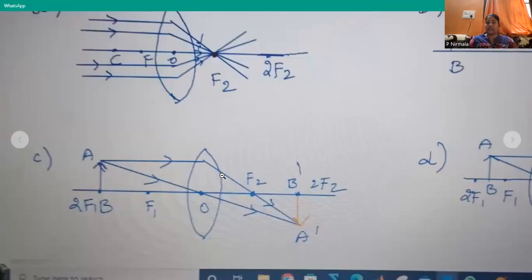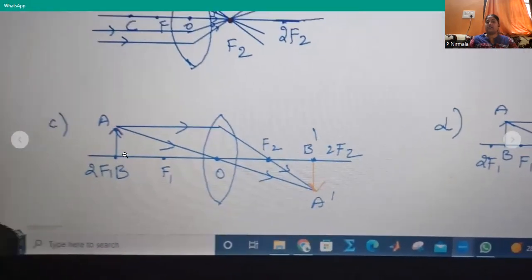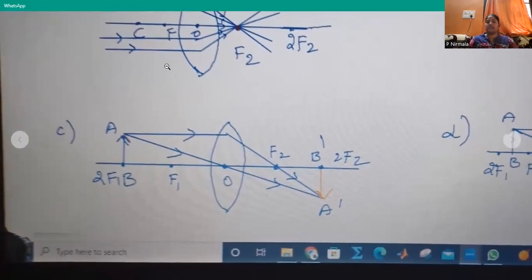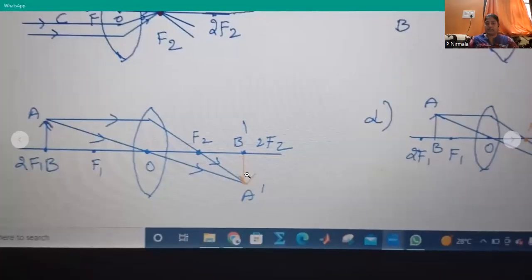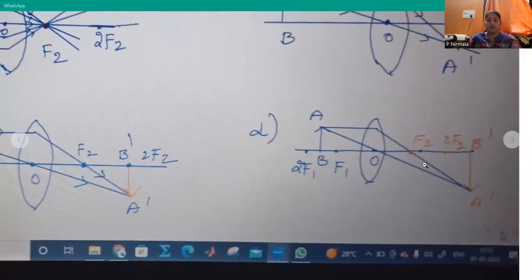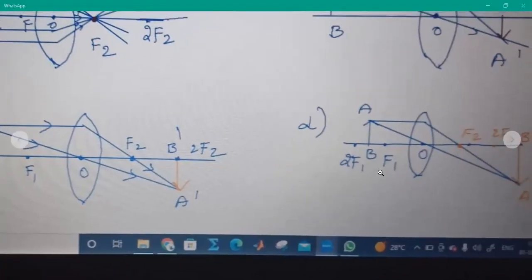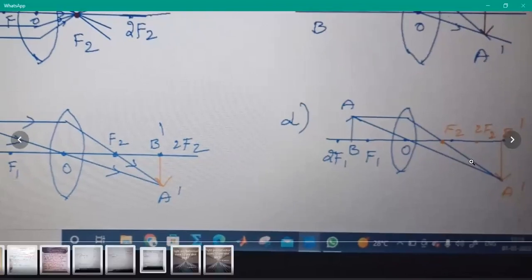Only in this case is the size of the object equal to the size of the image. Also, if the object is kept at the center, the image is also formed at the center. Okay, next. If you see the fourth case, the object is kept between 2F1 and F1. Where is the image forming? The image is formed on the other side, beyond the center. Here the image is enlarged compared to the object. For example, if the object size is 3, we can expect the image size to be 5, more than 3. Understood? This is enlarged.